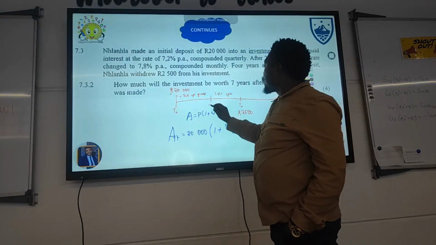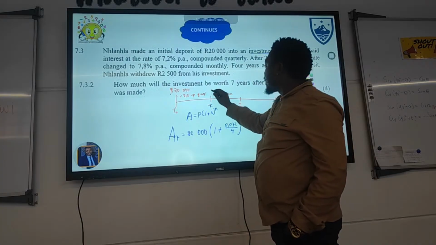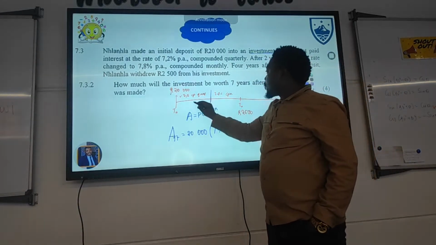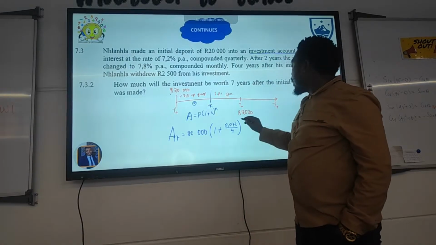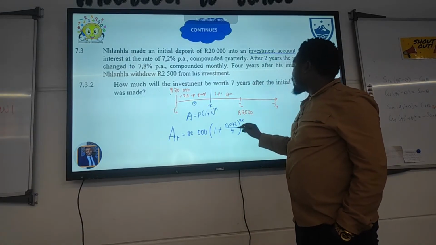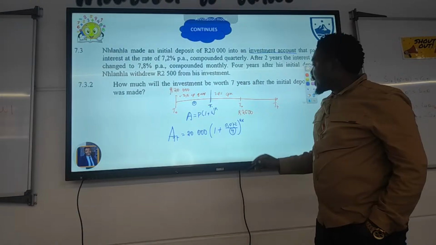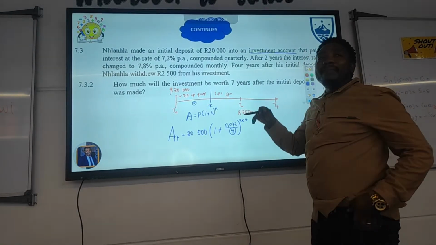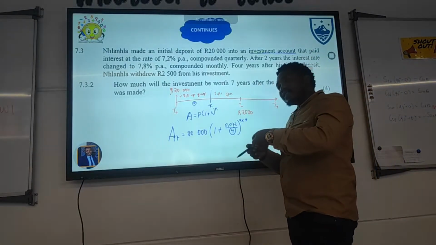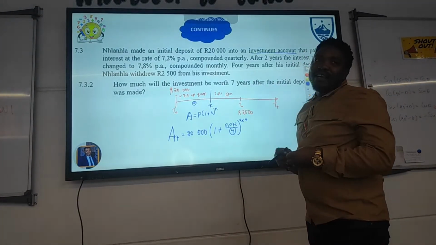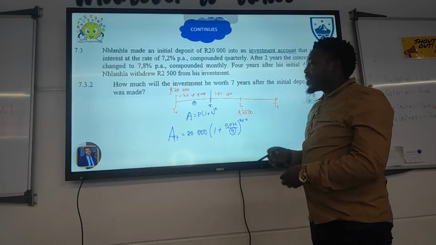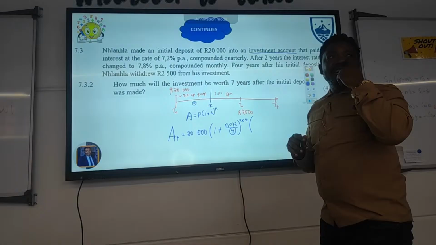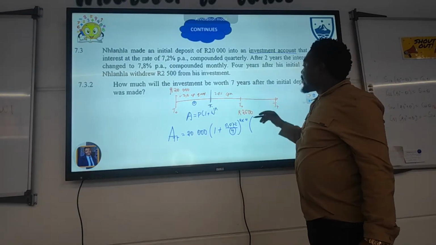But this has run for 2 years. Remember, the interest rate was for just 2 years. So the number of years is 2, but remember, I'm compounding quarterly, so I multiply the number of years by 4. But the money is still within the account. The money is not taken out, and there's no new money. So this money will continue to gain interest, now using the different interest rate.